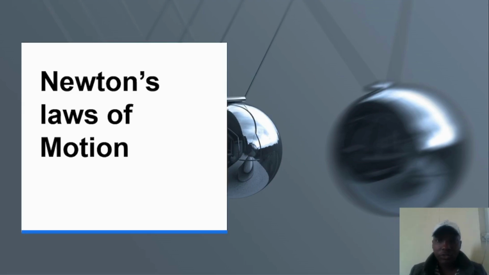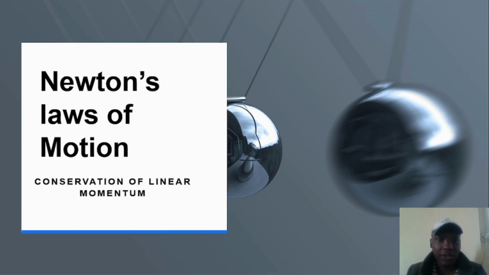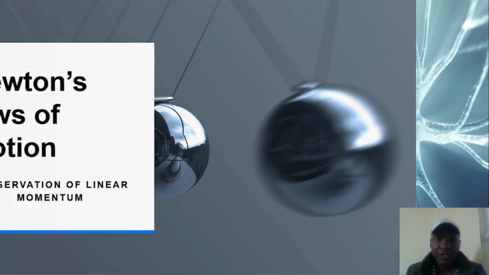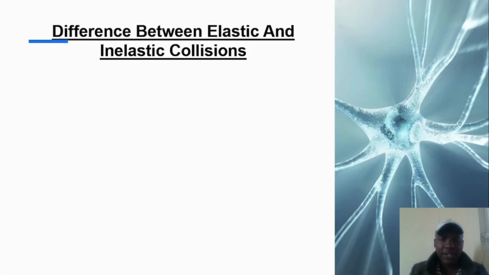Our chapter is Newton's law of motion. So in a previous session we discussed the second Newton's law of motion, and we also discussed the concept of linear momentum. So in this session we will see the principle of conservation of linear momentum. But first we have to discuss the difference between elastic and inelastic collisions.